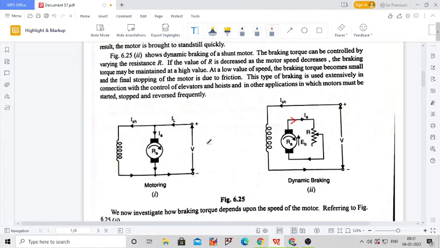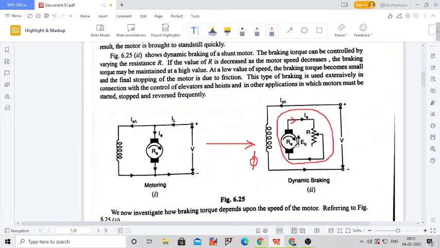Whenever it is necessary to apply braking to this DC shunt motor, we disconnect the armature from the external supply or applied voltage, and reconnect the armature across a resistance as shown in the figure. Here we have connected the armature across a variable resistance R. The field winding is still connected to the terminal voltage V, so it carries the field current ISH and continuously produces the flux phi in the machine air gap.